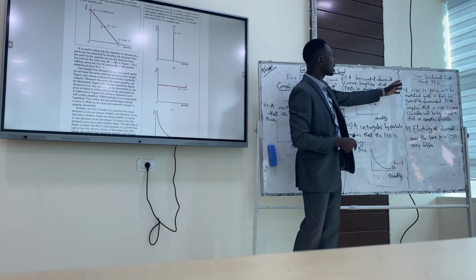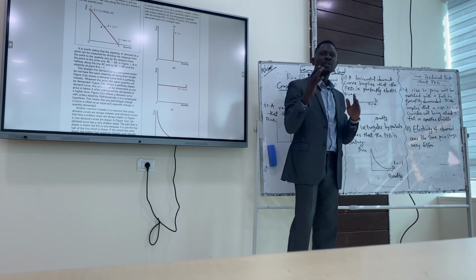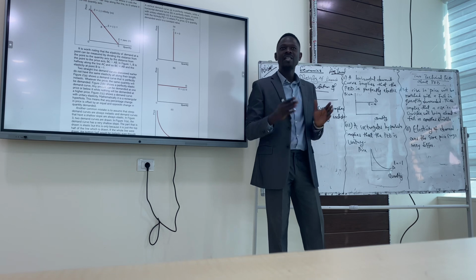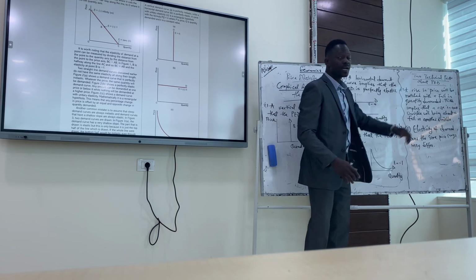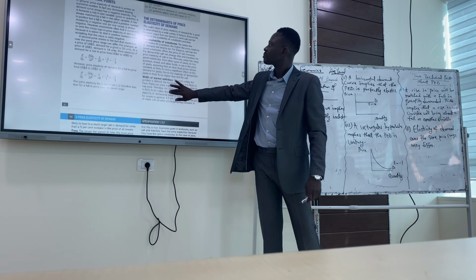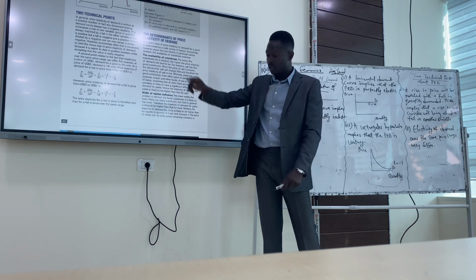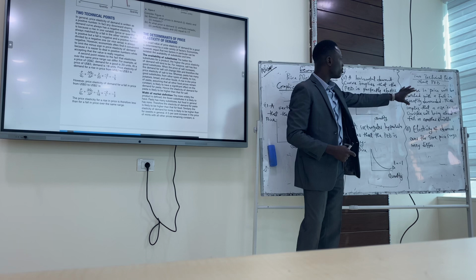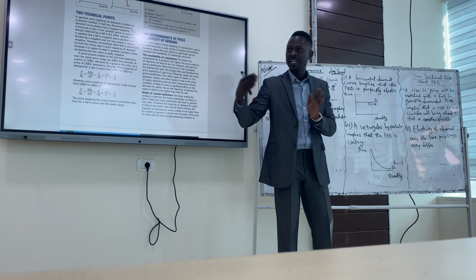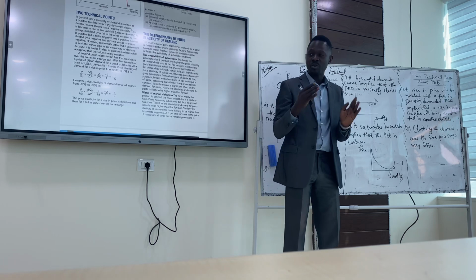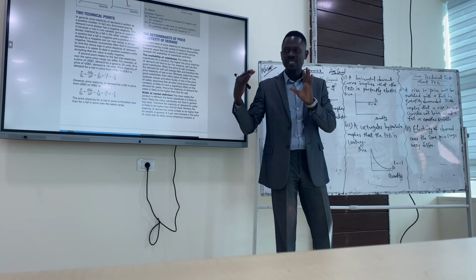Then we go to the two technical points about PED. The first one is about the change in variable, and the second one is about the change in price. So I'm going to explain each one. A rise in price will be matched with a fall in quantity demanded based on the law of demand. The higher the price, the lower the quantity demanded. The lower the price, the higher the quantity demanded. That's the law of demand.